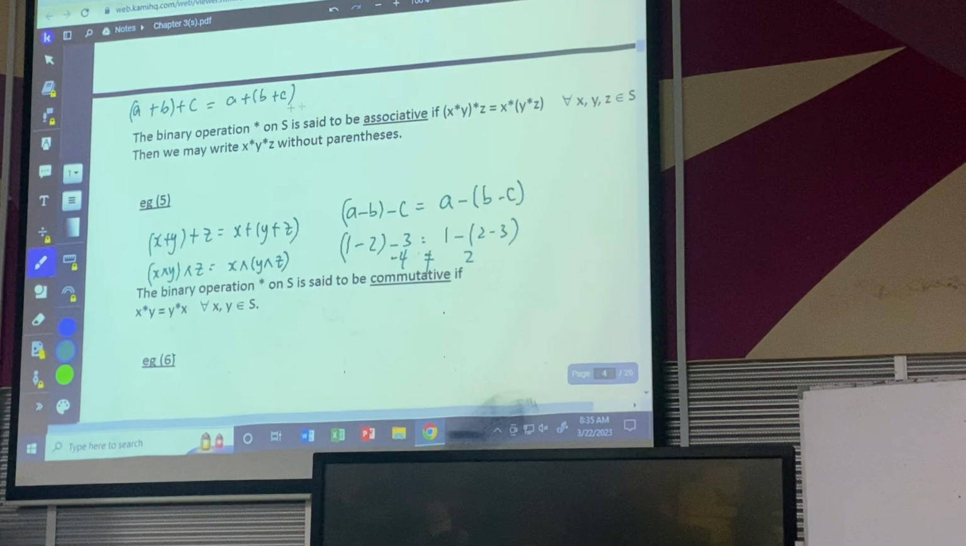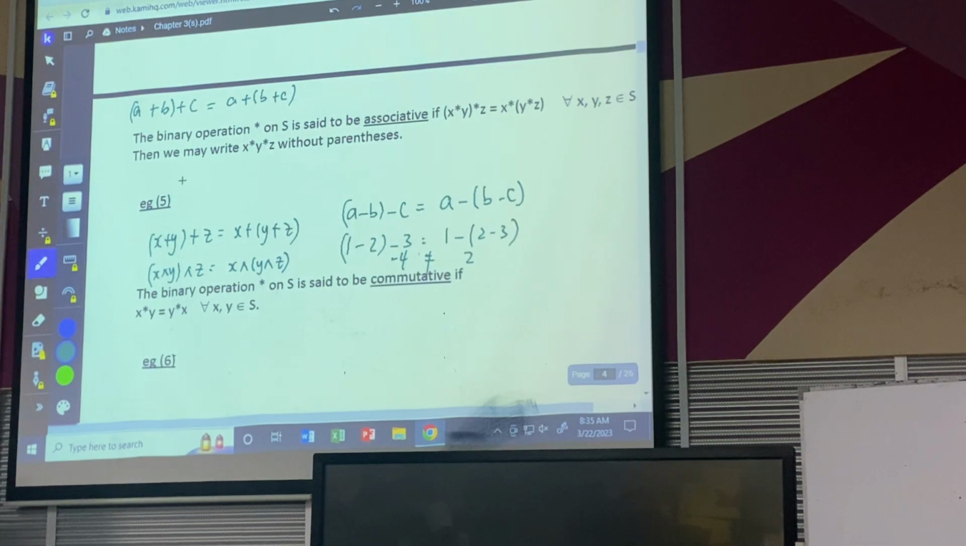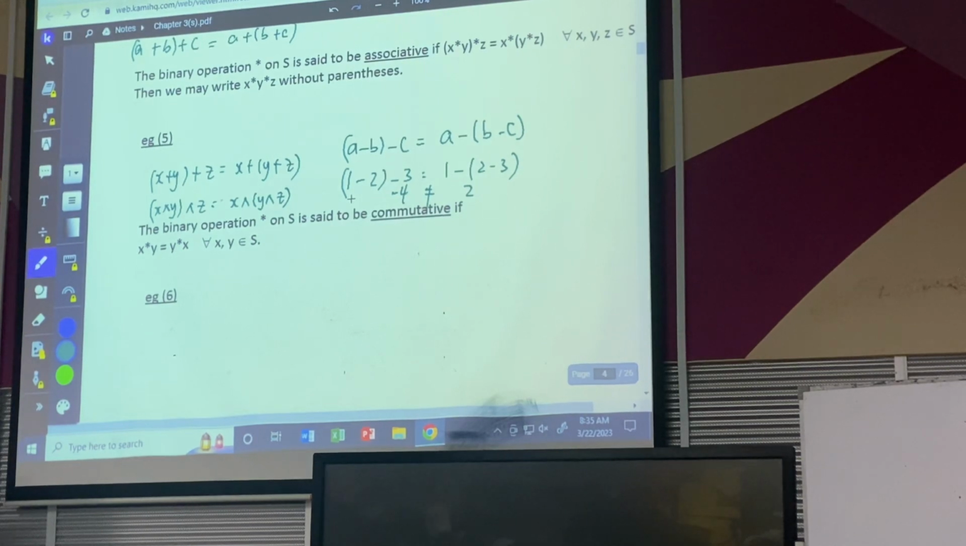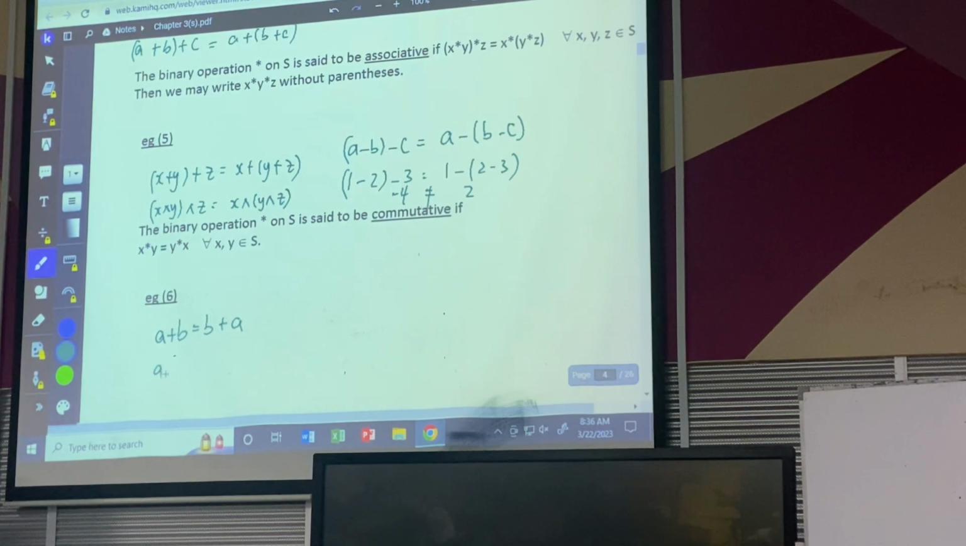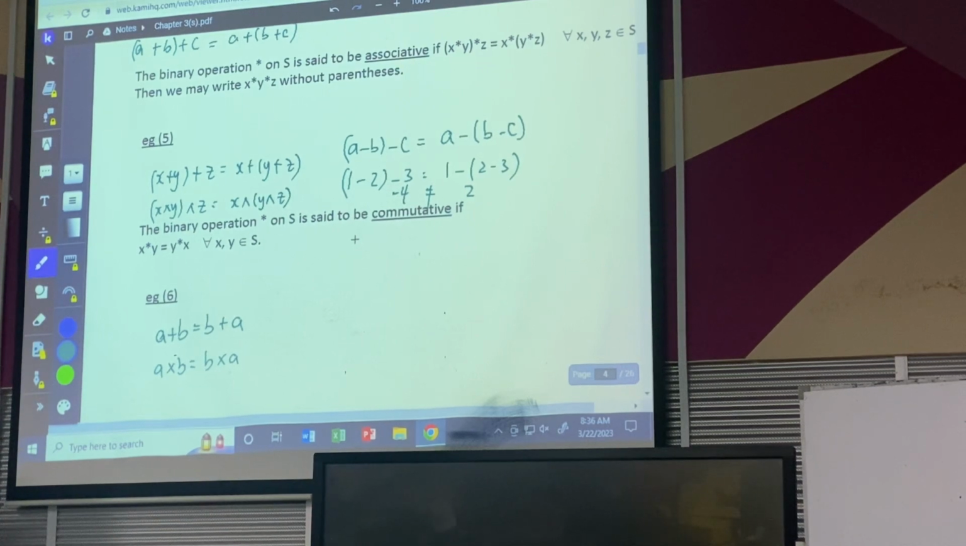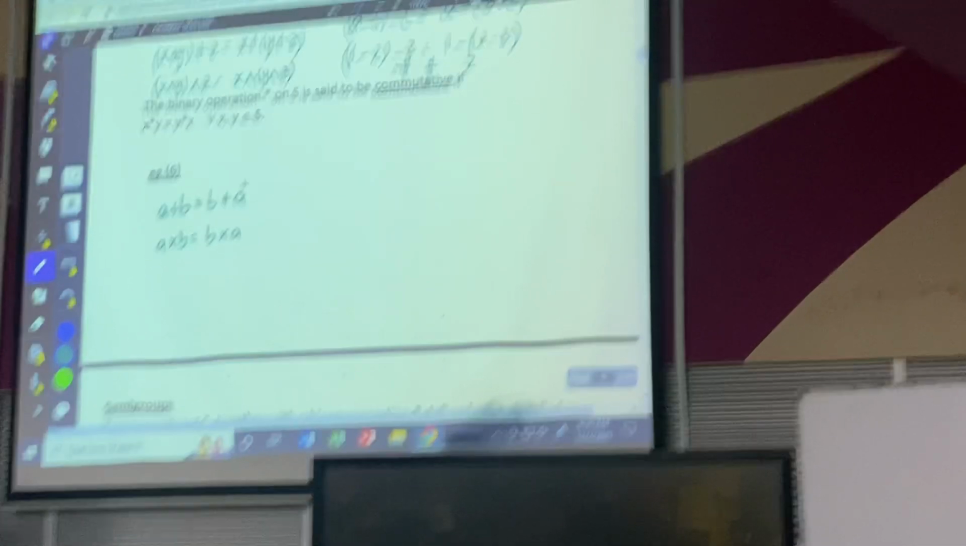So that means to show associative, we must have 3 elements. Remember, for associative, you must have 3 elements. Now, come to the commutative. Commutative is xy equal to yx, which means it only involves 2 elements. A plus b is equal to b plus a. Right? A multiply b is the same as b multiply a. This is commutative.